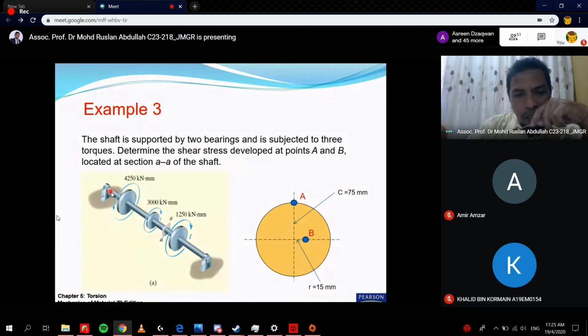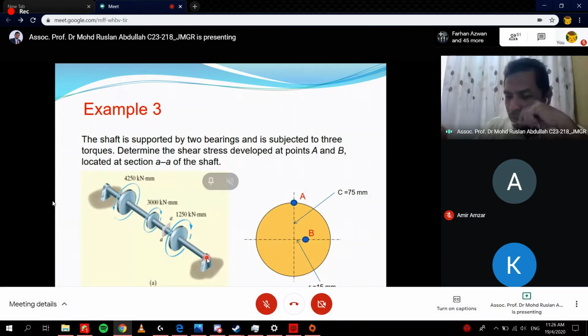We have the disc, and the shaft is supported by two bearings here, or two supports. So what is the function of the bearing? You can explain to me what is the function of the bearing?